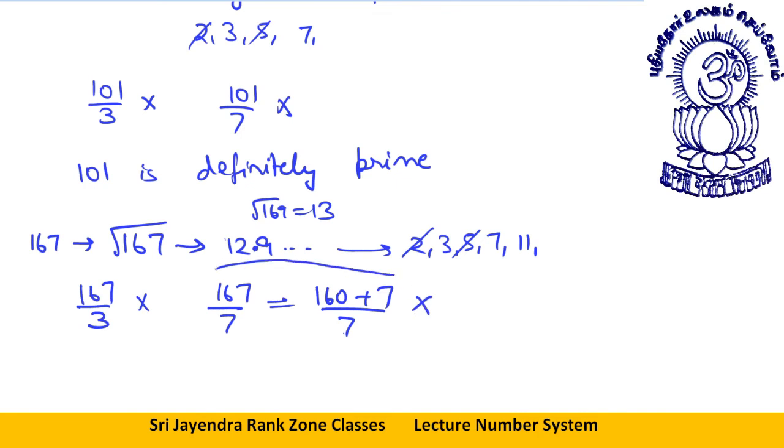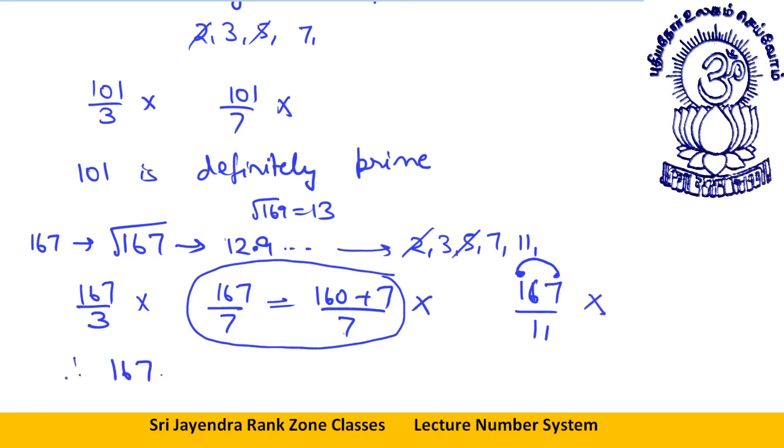Then we have last number is 11. Let's check by 11. What is the divisibility rule of 11? You sum these two digits. This is 8. Subtract this. 8 minus 6 is 2. That is not 0. So also not divisible by 11. Therefore, 167 is prime. I am sure it must be clear to all of you.